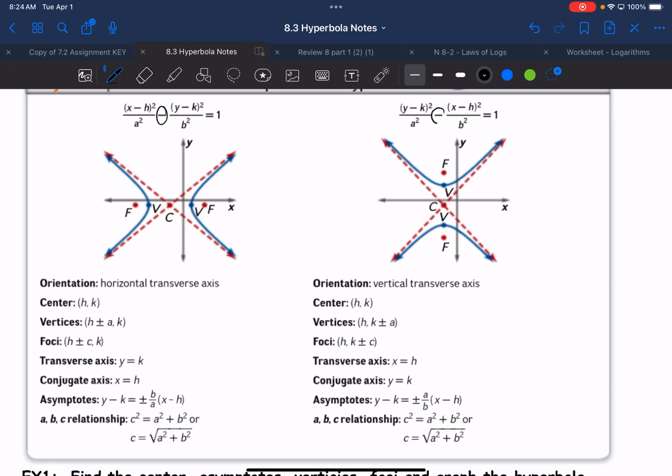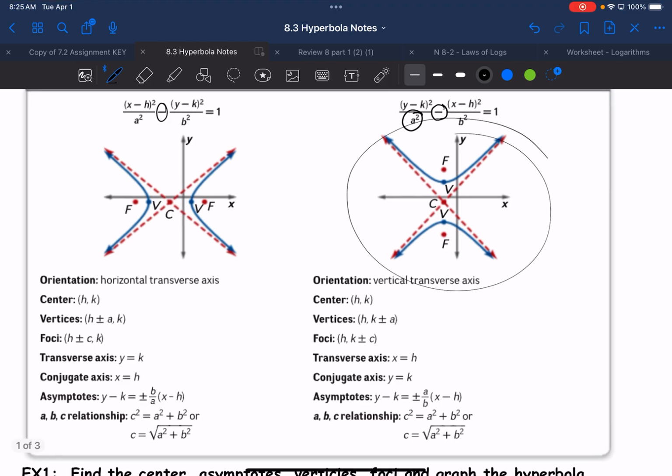Okay, over here, we've got (y minus k) quantity squared over a squared minus (x minus h) quantity squared over b squared equals 1. So in this case, instead of swapping the a squared and b squared, we actually had to swap the numerators, because with addition, the order didn't matter, right? But with subtraction, the order will matter. So we've got to make sure that we're putting the (y minus k) squared in the first fraction, okay?